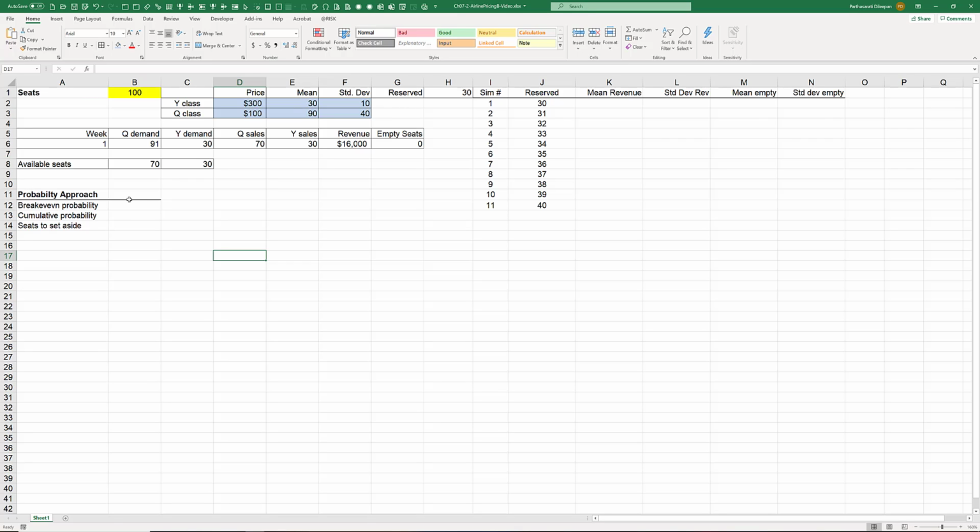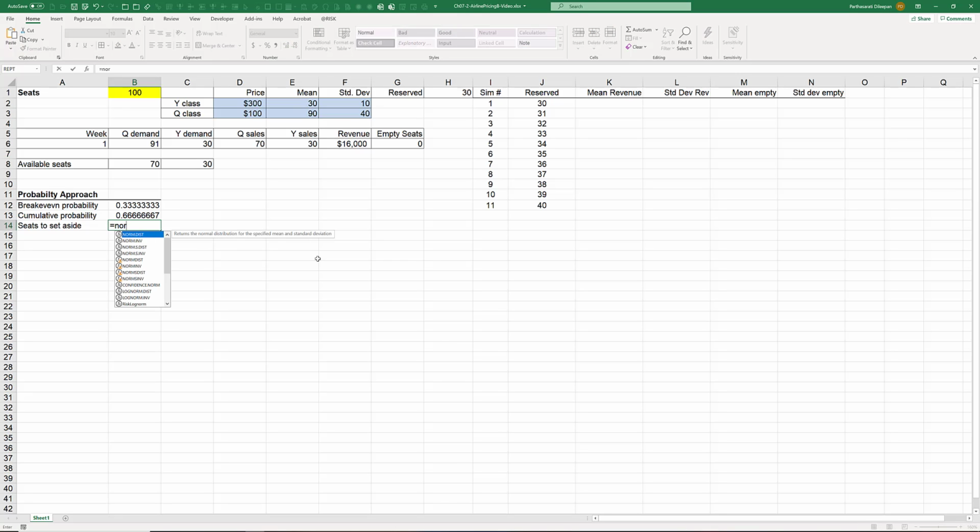The break-even approach, we already discussed last time, in the previous video. So this will be like 1/3. Actually, we can even say the $100 Q price, $300 Y price, and then the cumulative probability is 1 minus that. Then NORM.INV of that probability, comma, 30 and 10.